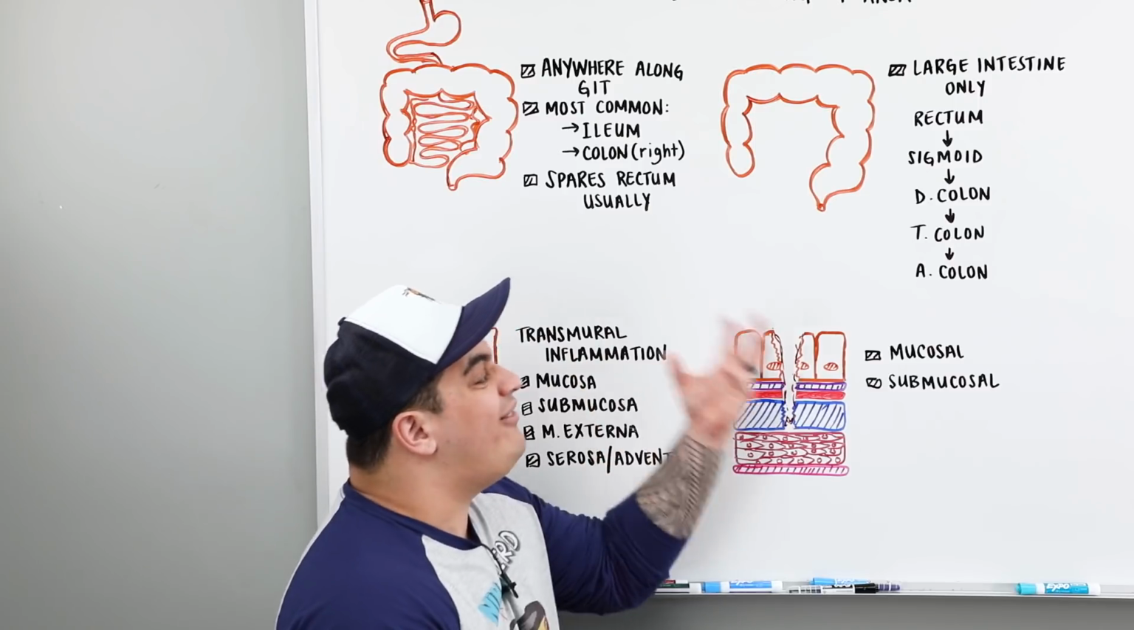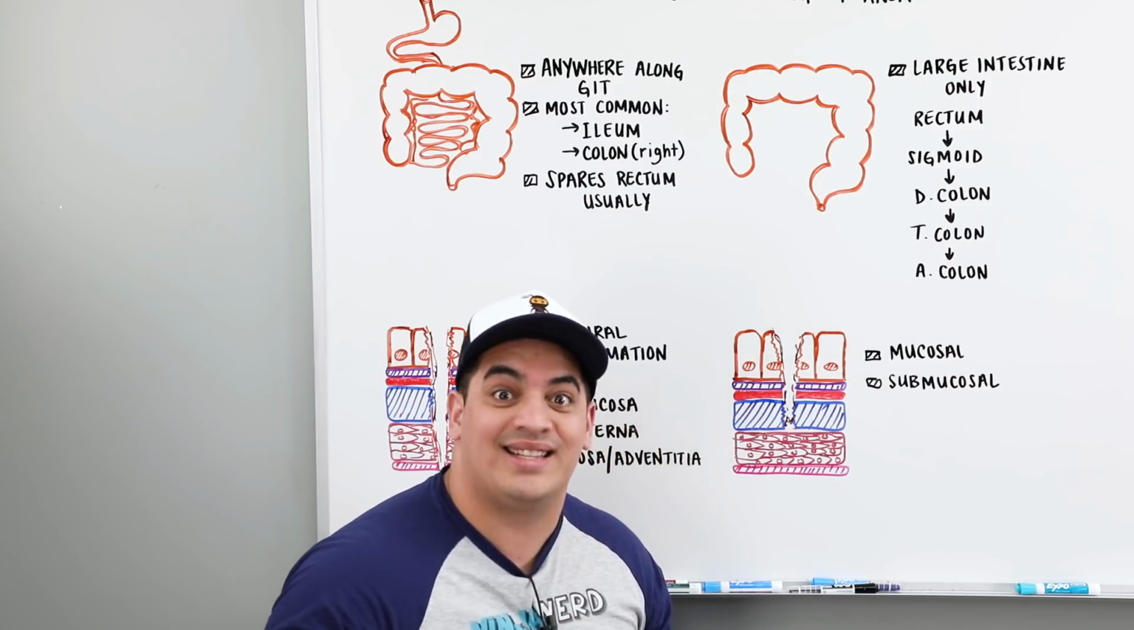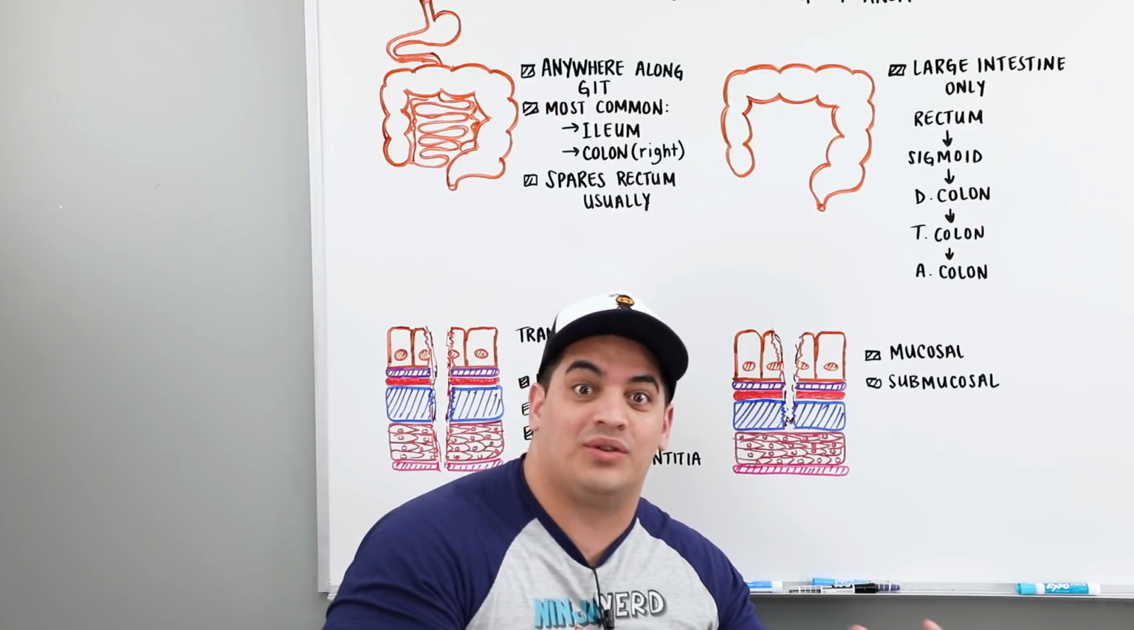Let's now see how this inflammation affects the GI tract, particularly comparing Crohn's and ulcerative colitis, and what are some of the similarities and extraintestinal manifestations between Crohn's and ulcerative colitis.